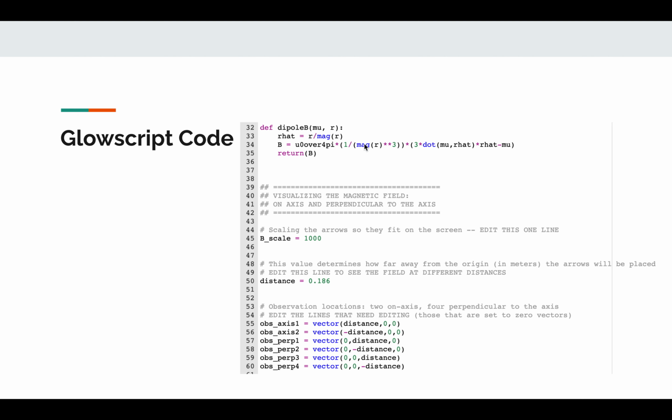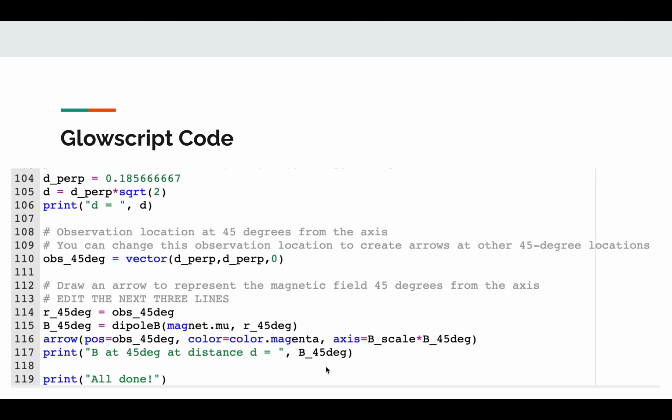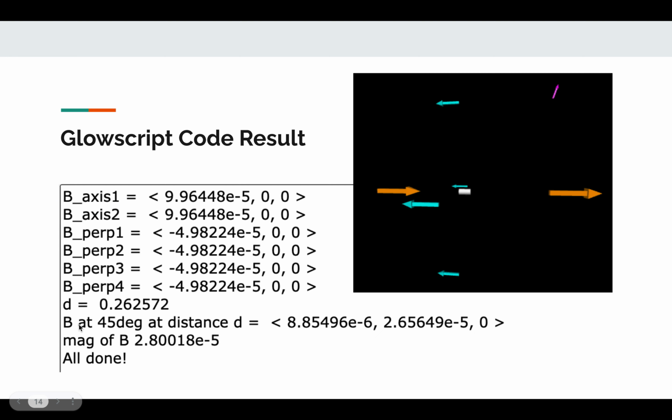This is my code. I coded this part, and I set the observation locations. And in this part, I basically drew some arrows to show how big the magnetic field is at the 45 degree location. So this is my result. You can see the magnitudes are correct and the directions are correct as well. This is the off-axis one.